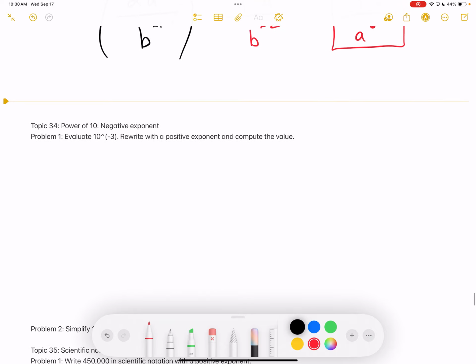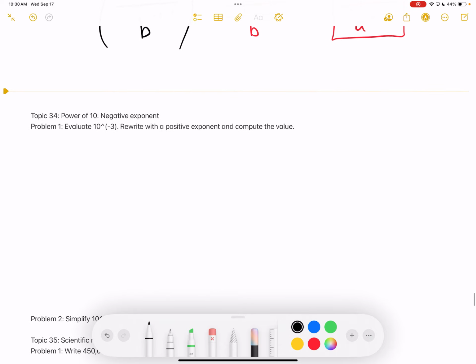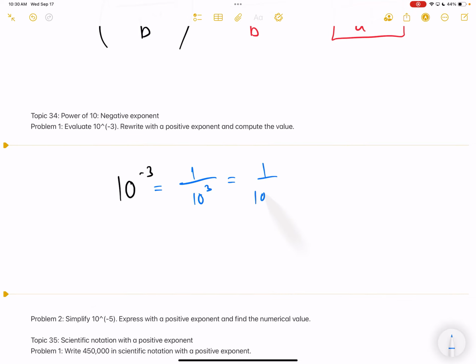All right, back to where we started with the power of 10. What if you have a negative exponent? You're going to put it underneath 1 to make it positive, and then again, you put the zeros, 3 zeros because it's cubed.